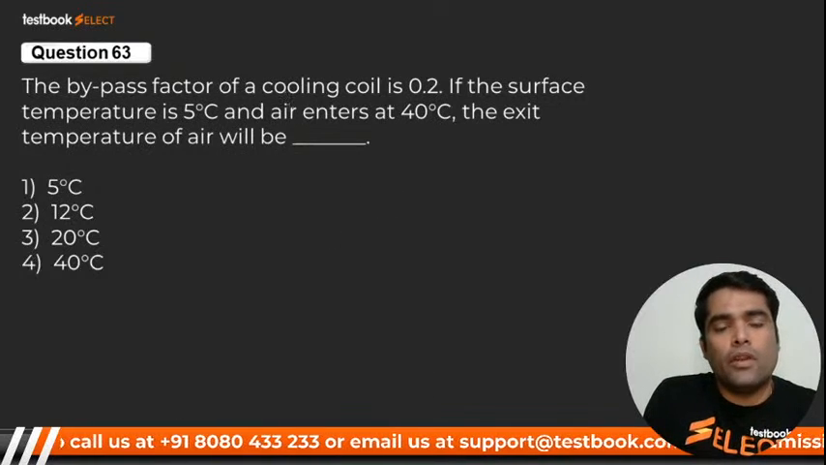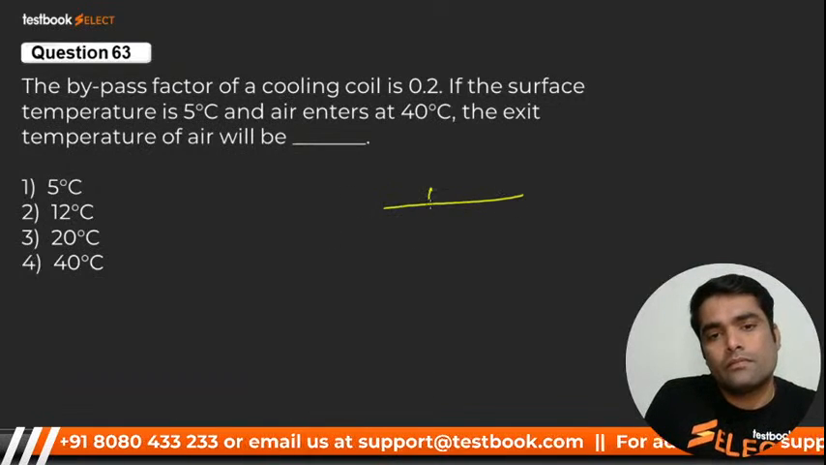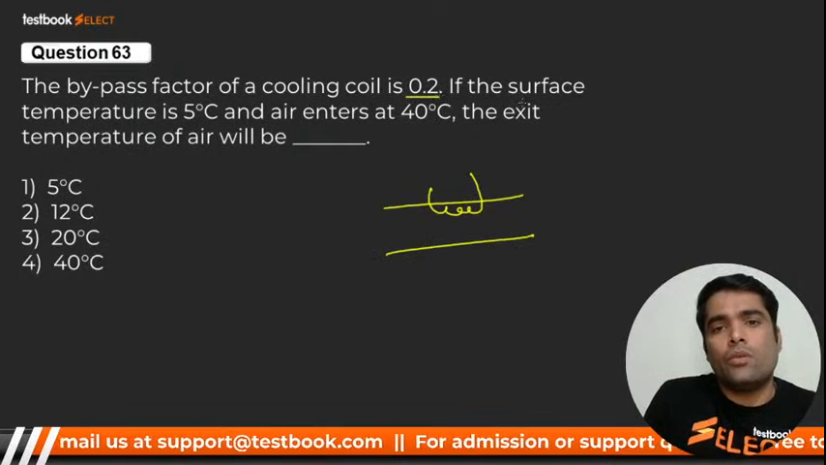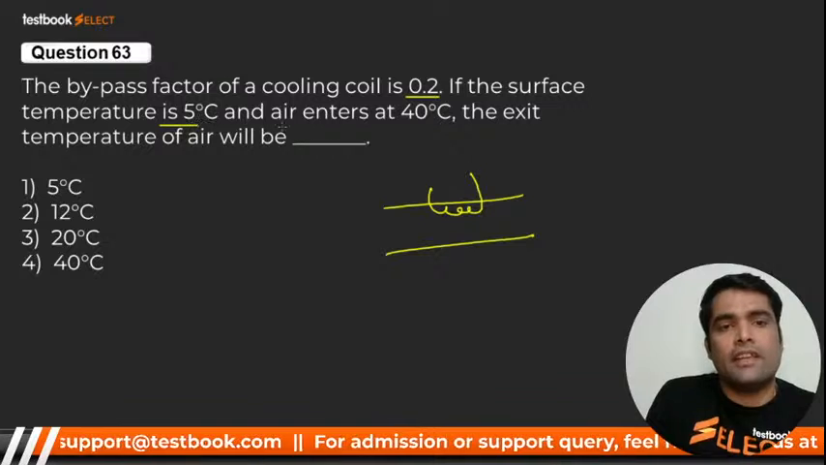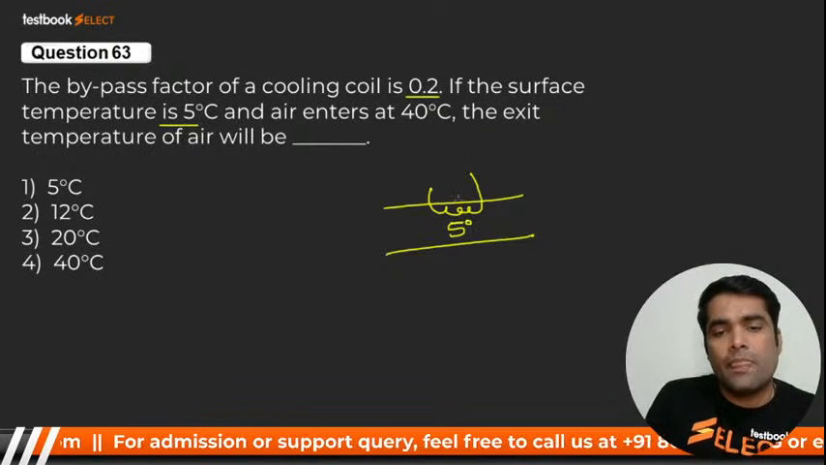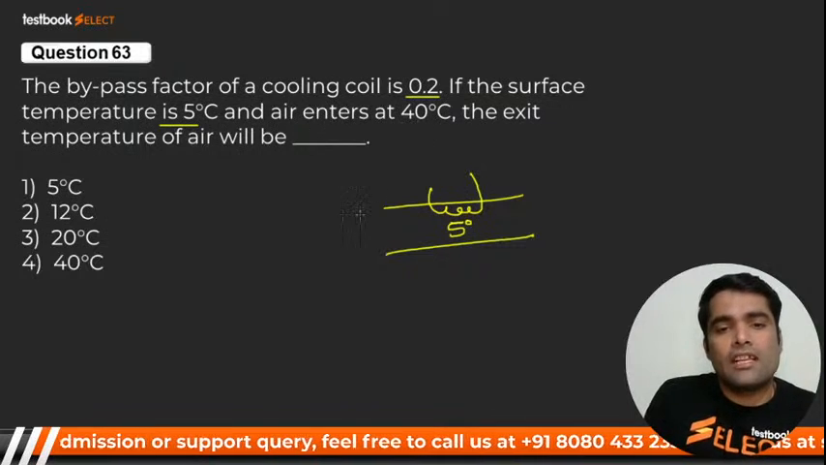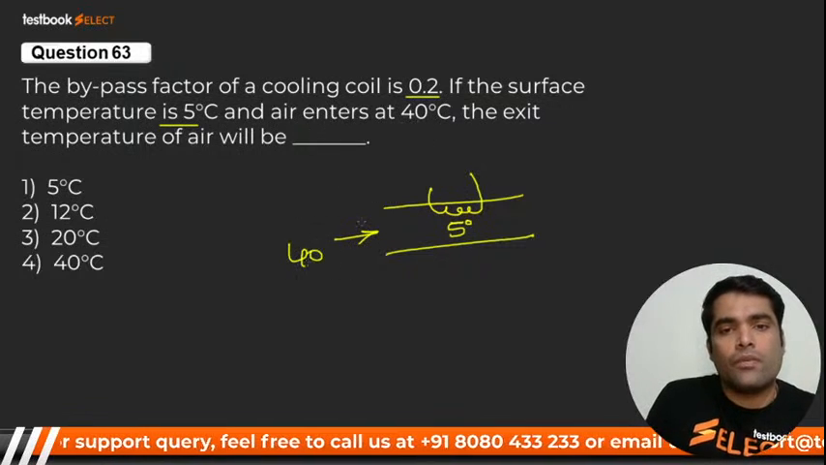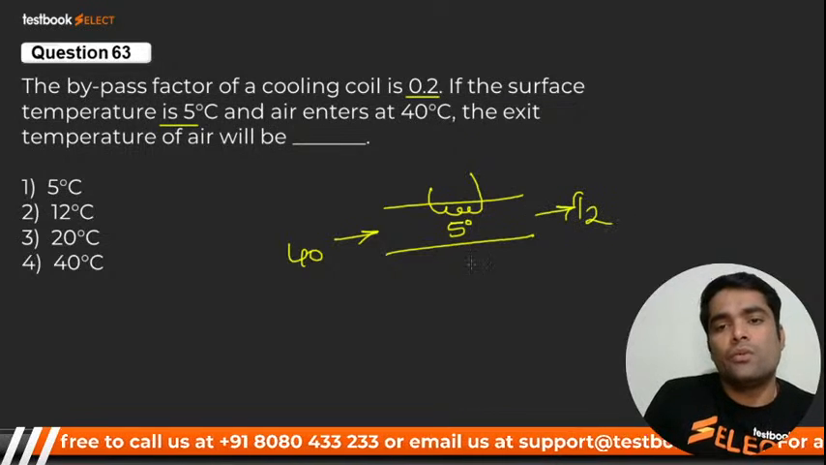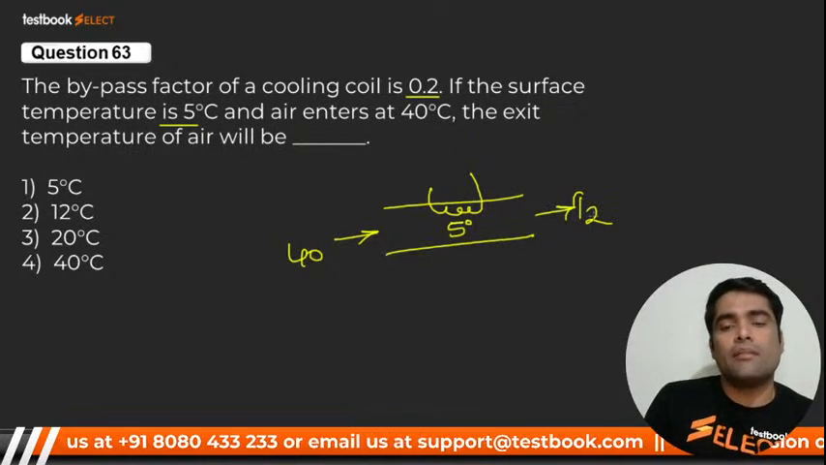बाईपास फैक्टर ऑफ कूलिंग कॉइल, समझाने के लिए बता रहा हूं ऐसा, कूलिंग कॉइल इज 0.2. द सरफेस टेम्परेचर इज 5 डिग्री सेंटीग्रेड. किसका? इसका, दैट इज कूलिंग कॉइल का. एयर एंटर्स 40, यहां का टेम्परेचर 40 है. ओके, द एग्जिट, यहां का टेम्परेचर आपसे पूछा है T2. आपसे क्या पूछा है? ये वाला टेम्परेचर पूछा है.